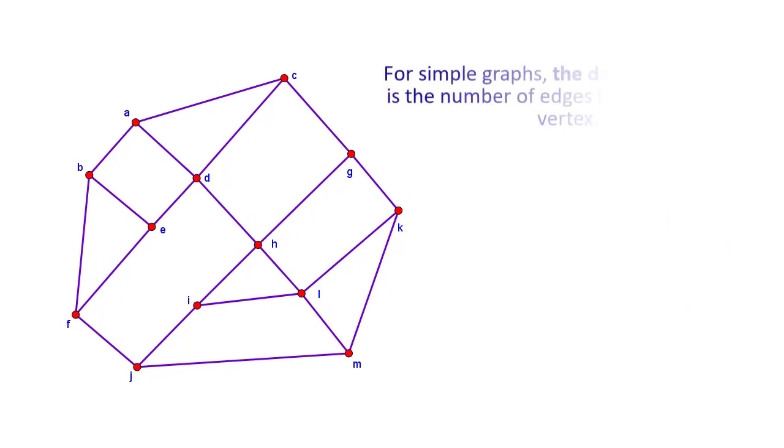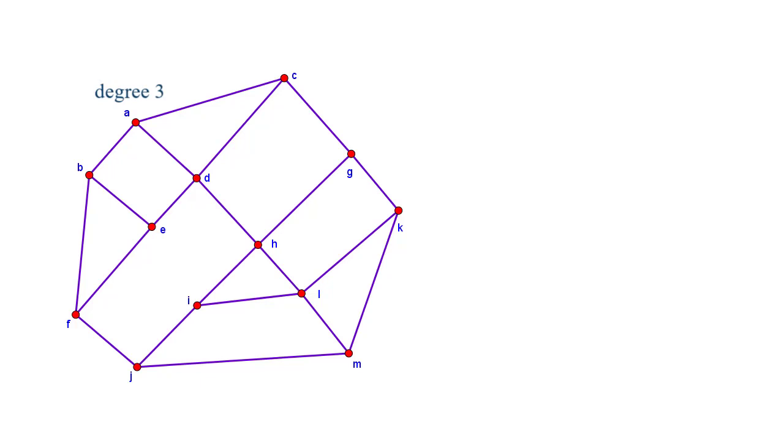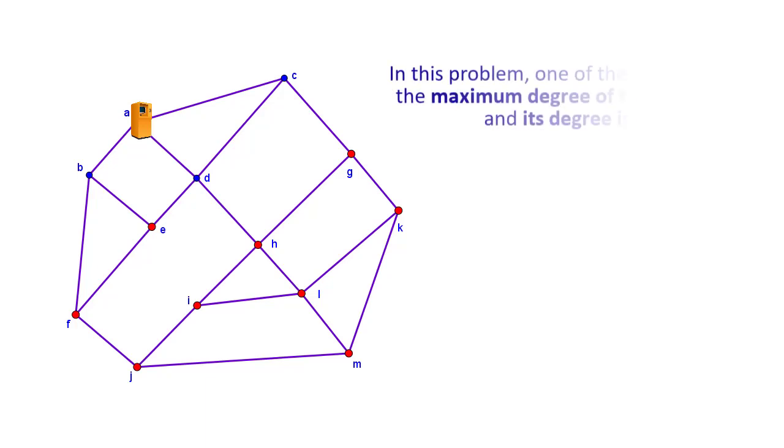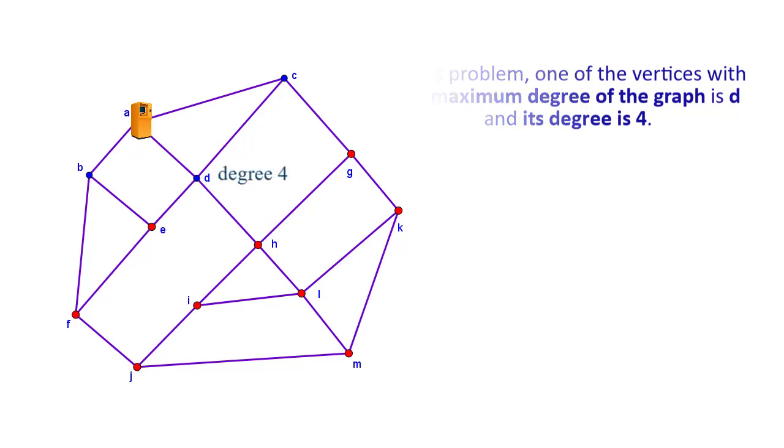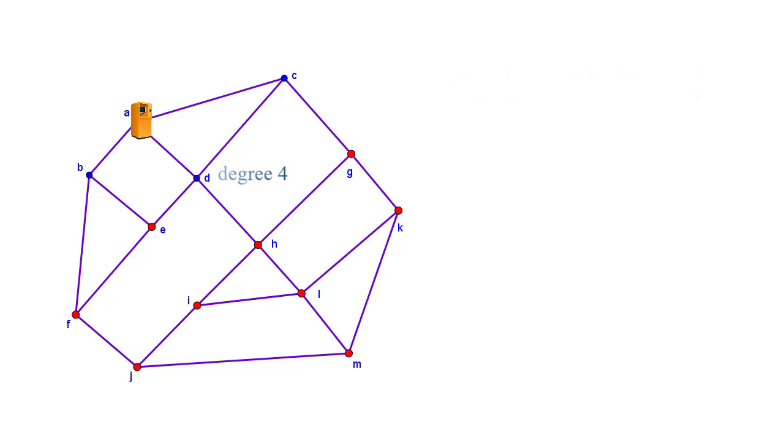We know that for simple graphs, the degree of a vertex is the number of edges incident with the vertex. For example, the degree of A is 3. We can see that A dominates 4 vertices. Actually, each vertex dominates all adjacent vertices as well as the vertex itself. In this problem, one of the vertices with the maximum degree of the graph is D, and its degree is 4. So it dominates 5 vertices.